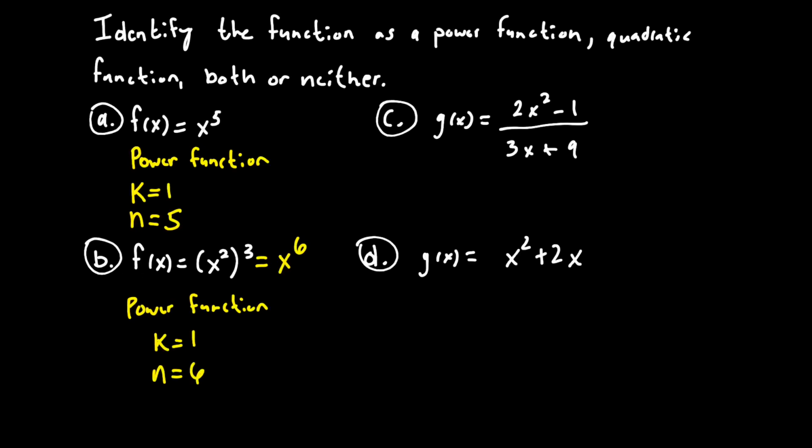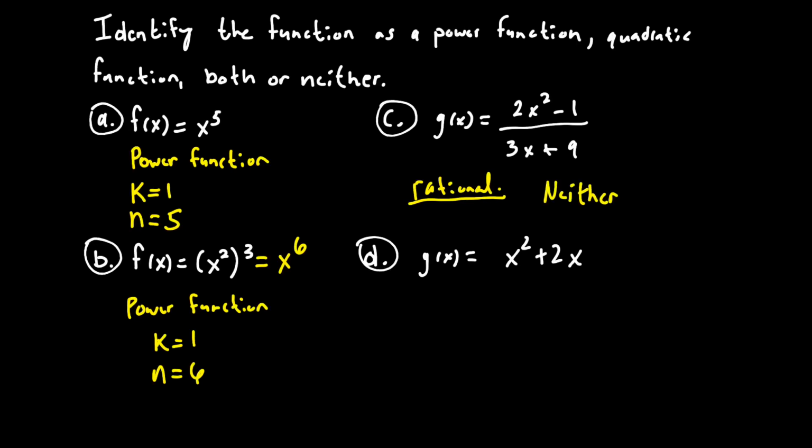In part C, we're given (2x^2 - 1) divided by (3x + 9). Up top, we have a quadratic function, and on the bottom, we have a linear function. We're not able to simplify this, and so this is also called a rational function. And by definition then, it's not a power function, and it's not a quadratic function. So the answer is going to be neither.